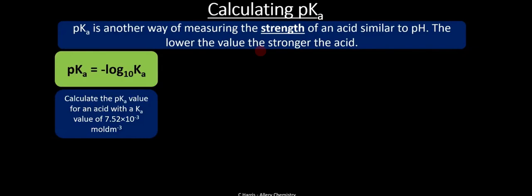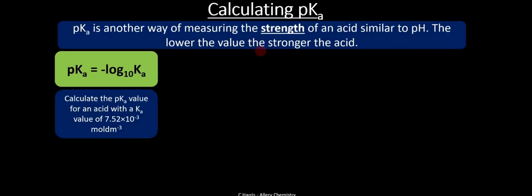Then pKa. We looked at Ka before, so you can also use pKa, which is a much smaller scale. So pKa is another way of measuring the strength of an acid, similar to pH. We saw that when your Ka is high, your acid is stronger. When your Ka is low, your acid is weaker. But in this case now, it's the inverse of that. The lower the value of pKa, the stronger the acid. So this scale is the inverse of your previous scale, your Ka scale.